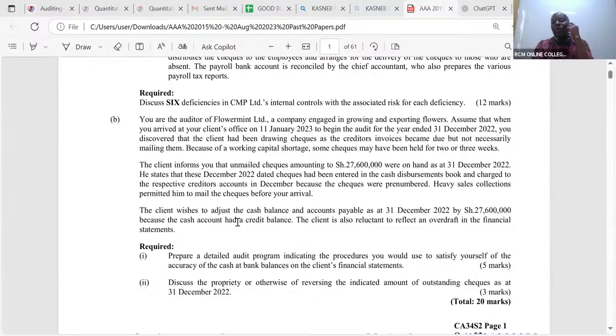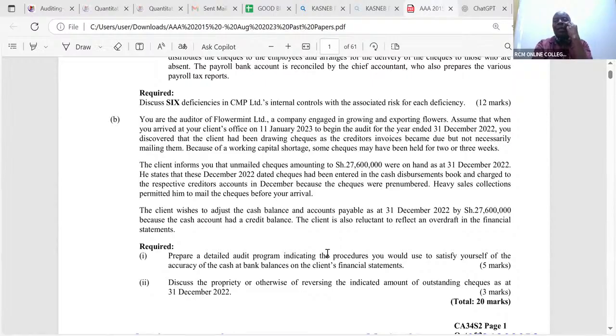So they want us to prepare, first of all, a detailed audit program indicating the procedures you would use to satisfy yourself of the accuracy of the cash at bank balances on the client's financial statements. Remember here, they're not talking about many things. They simply want an audit program indicating the procedures you would use to satisfy yourself. So those are really about the relevant assertions, like this thing of inspecting documents.